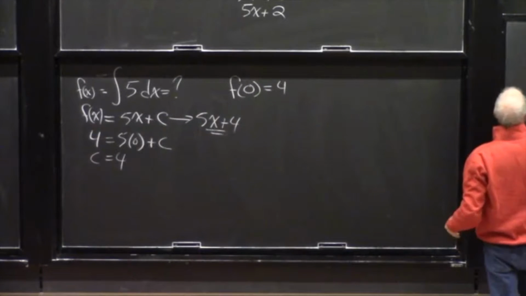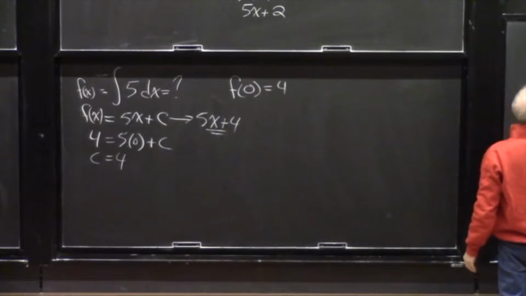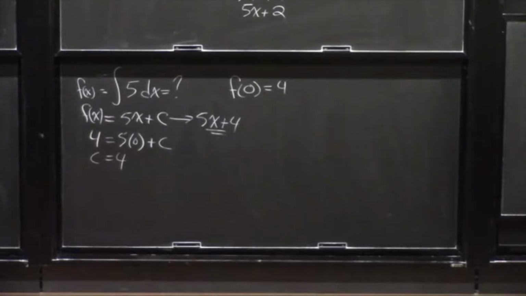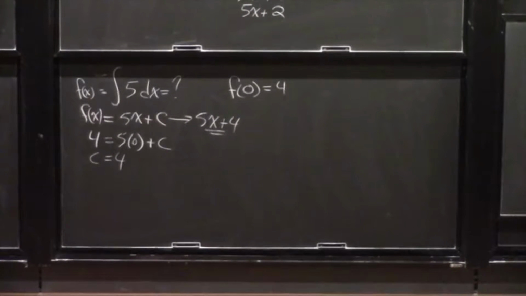What if I gave you 5x? You say, well, what would it be? It must be something like 5x squared. Right? Because if we take the derivative of x squared, we get 2x. So if we had 5x squared, well, let's try 5x squared.